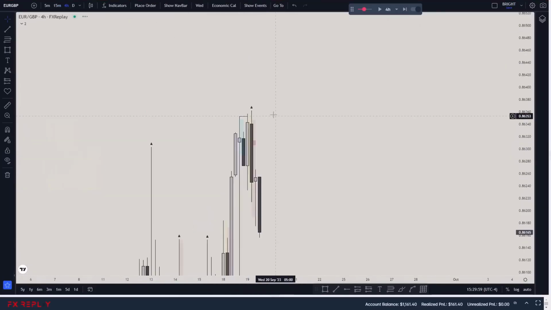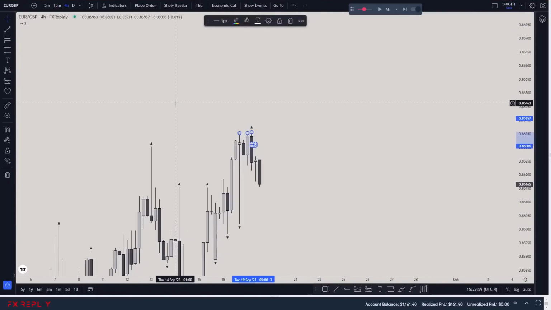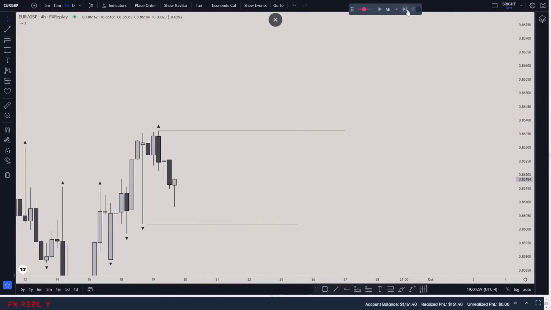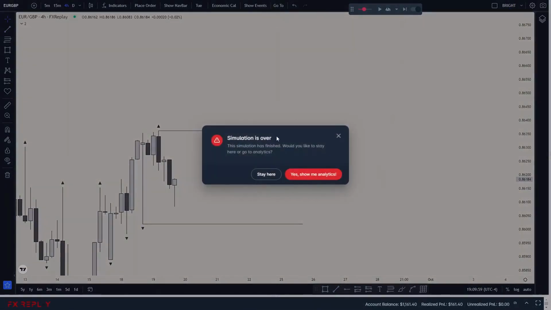Now we go to 4 hour again. What are some levels of liquidity that we can see here? So this one right here, a level of liquidity. This one right here, a level of liquidity. Let's see where price goes to. Okay, there's nothing so far, and we're done.